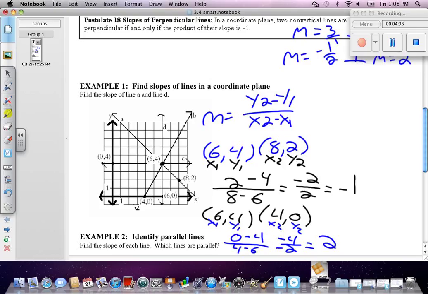Yes, Nathan, who raised his hand. How do you know if they're perpendicular? Parallel lines have the same slope. Perpendicular lines have the opposite reciprocal. So if one was like -1/2 and the other one was 2, yes, that would be perpendicular.